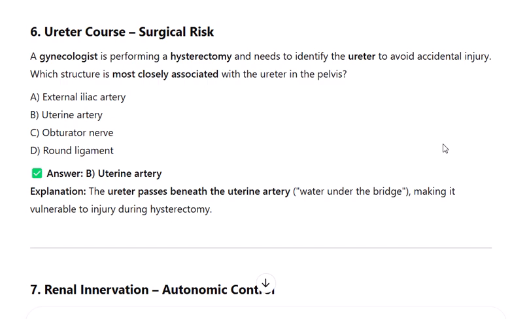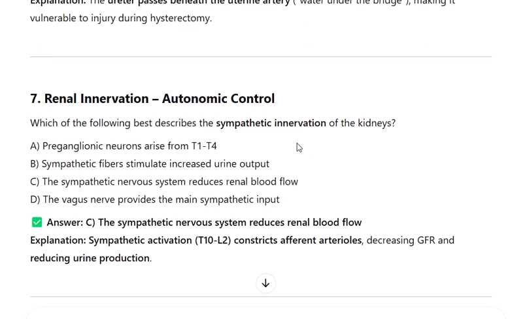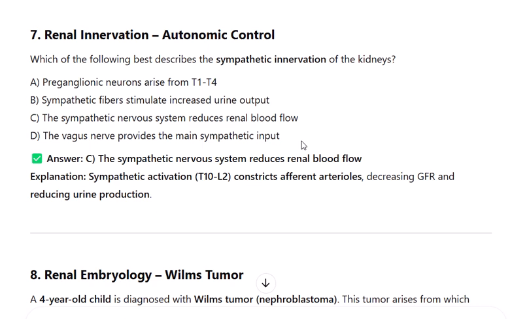Which of the following best describes the sympathetic innervation of the kidneys? A. Preganglionic neurons arise from T1-T4. B. Sympathetic fibers stimulate increased urine output. C. The sympathetic nervous system reduces renal blood flow. D. The vagus nerve provides the main sympathetic input.